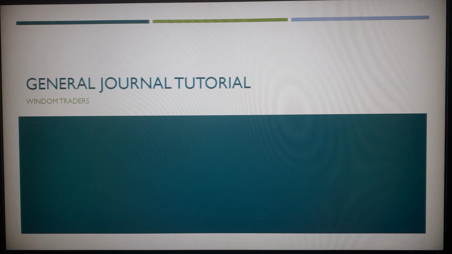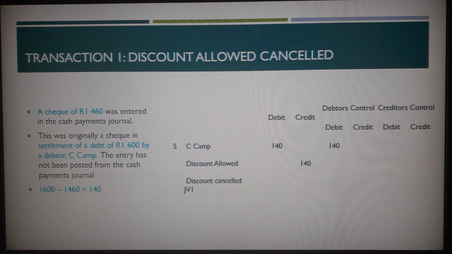So if we have a look at Wyndham Traders, your first transaction was a discount allowed cancelled. Where I've highlighted the words in a different color, those are your keywords that you need to look at for each of the transactions as we go through the exercise. This transaction says that a check for 1,460 was entered into our cash payments journal, but it was originally a check that we received from a debtor for 1,600.